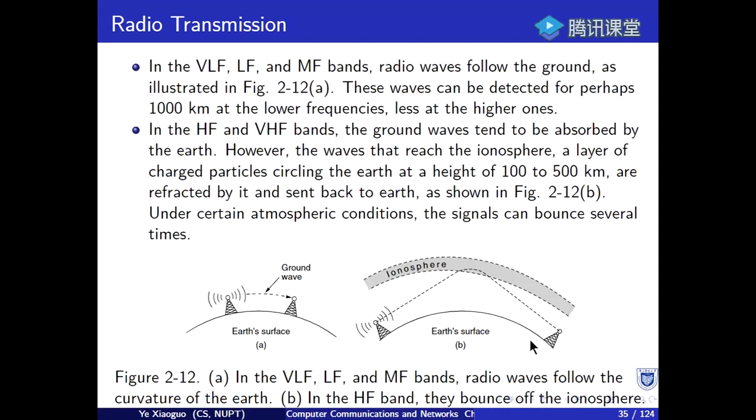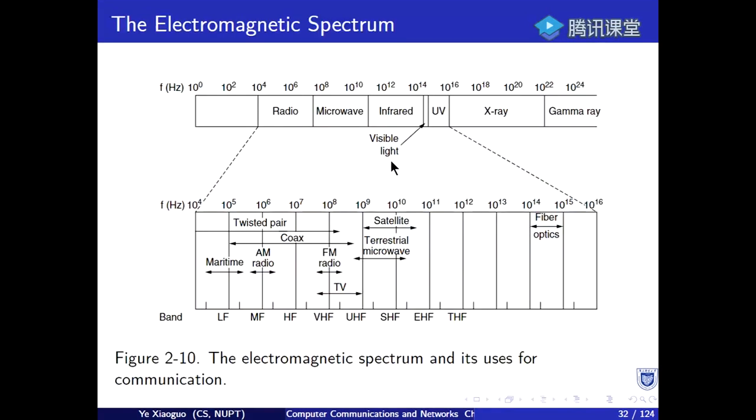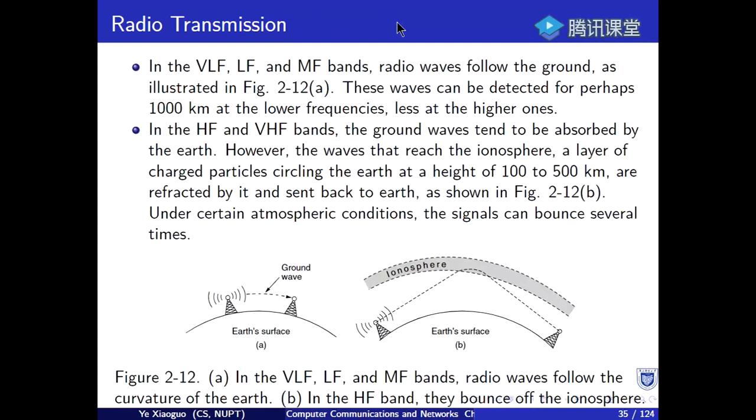In the VLF, LF, and MF bands, here are the bands: LF, MF, HF, VHF, very high frequency, ultra high UHF, SHF, EHF, THF, different bandwidths. Radio waves follow the ground as illustrated in Figure 12a. These waves can be detected for perhaps 1,000 kilometers at the low frequencies, less on the higher ones.